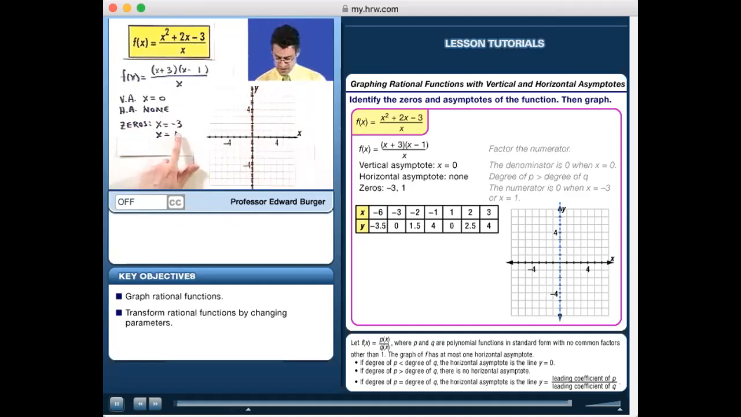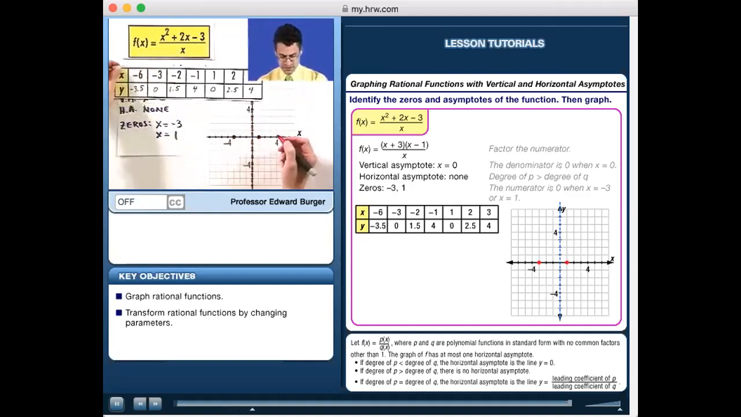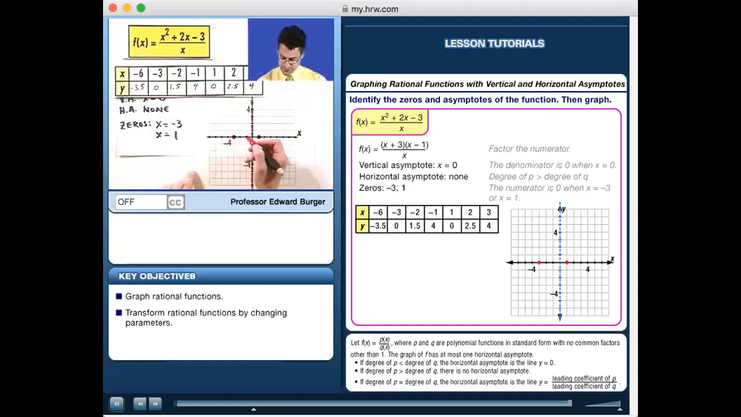So we have the zeros at -3 and at 1. And some other points? Sure, I've got other points. At 0, good. At -2, I'm at 1.5. At -1, I'm at 4. Whoa, way up there.